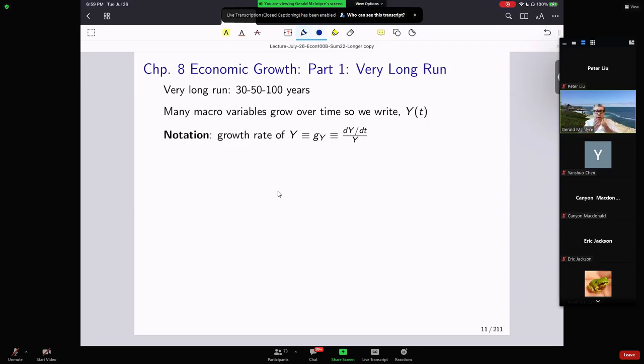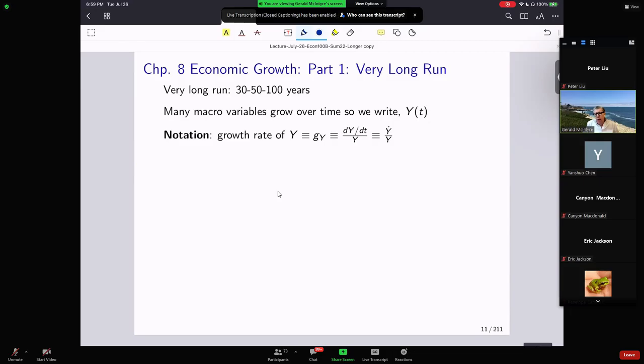So if a variable starts at 100 at the beginning of the year, and ends up at 107 at the end of the year, then its increase over time has been 7, as a fraction of the original 100 is 7 over 100 or 7%. That's the growth rate of the variable. This is how you would do it in the calculus.